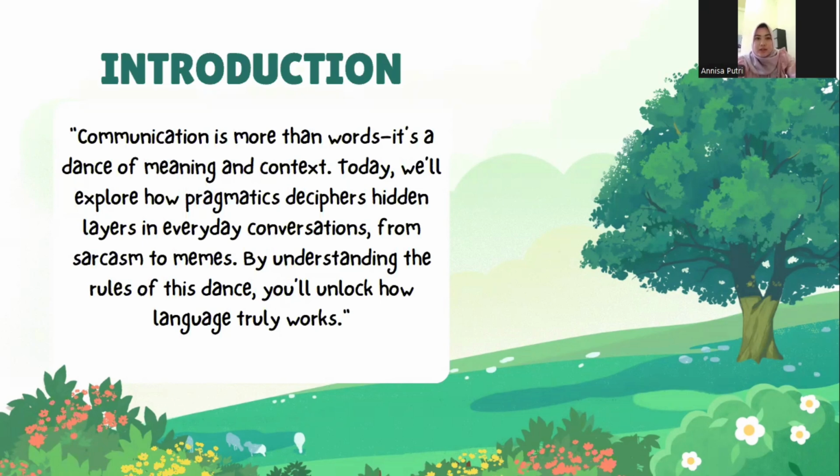For the introduction, think of communication like an iceberg. The words we say are just the visible tip, but pragmatics is the massive structure beneath the surface that gives those words their real meaning. For example, when your mom texts "the dishes are piling up," she's not just observing, she's requesting, and we all know it. The Grice principle in action.